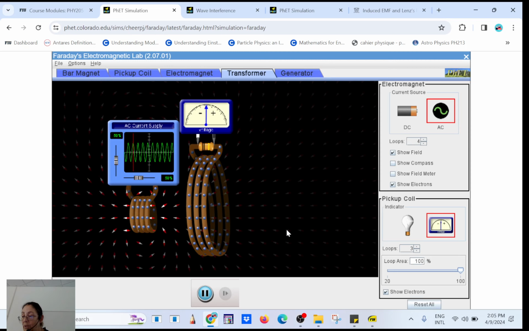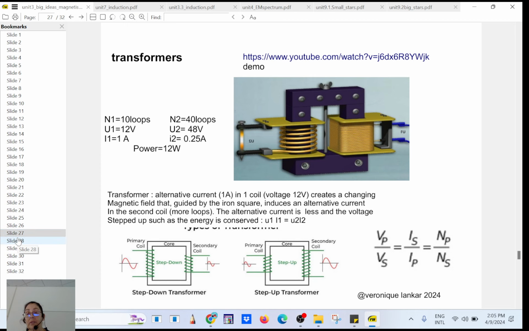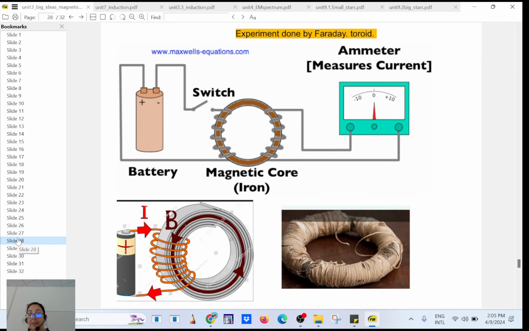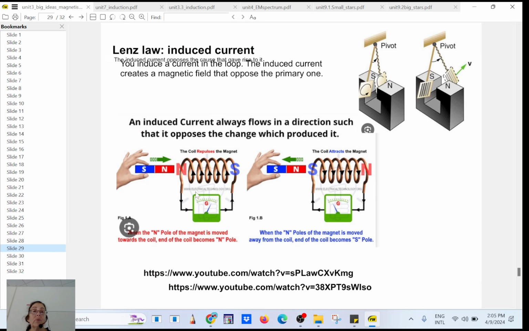And what else did we talk about? We talked about Lenz's law. So the pop quiz of today is not going to be that intuitive. It will be about Lenz's law. So remember that the induced current will always oppose whatever gave rise to it. So in that case, for example, you bring the magnet toward the loop. So the number of field lines is going to increase.